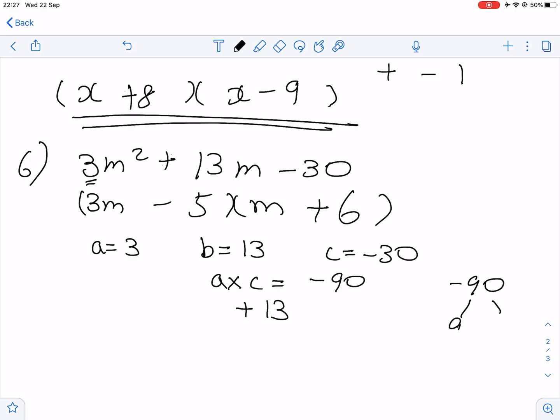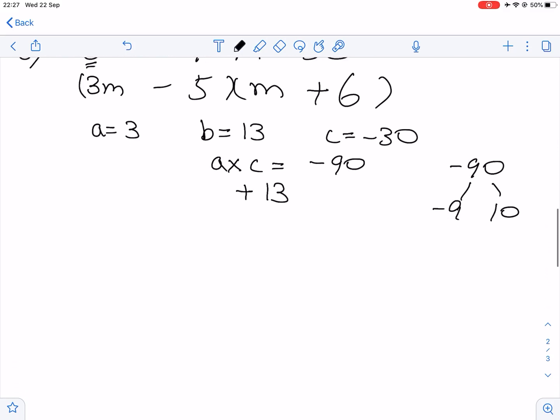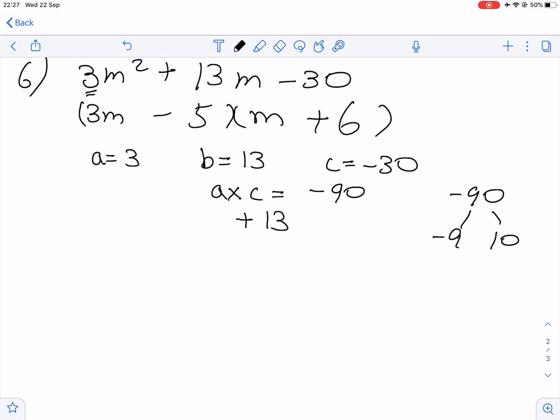if I have 9 and 10, minus 9 and minus 10, they don't add up to give you 13, then you try another pair. So you could try 3 and 30, minus 3 and minus 30, that doesn't work. Then you just keep trying them out. So you could try 15 and 6. That doesn't work either. So you can try another one.